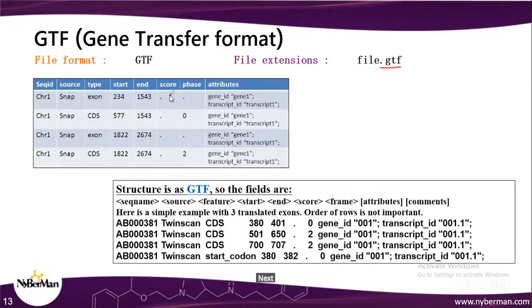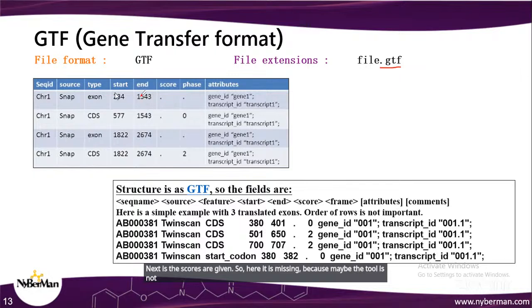Next, the scores are given. Here it is missing, because maybe the tool does not have information on this particular sequence which is obtained from 234 to 1543. It depends totally on the tool on which the data is processed.